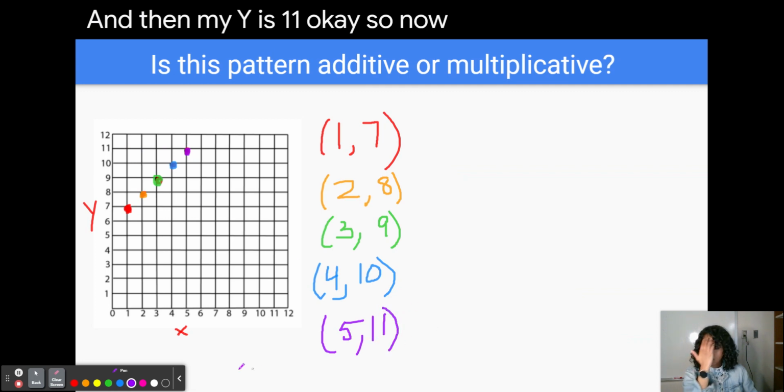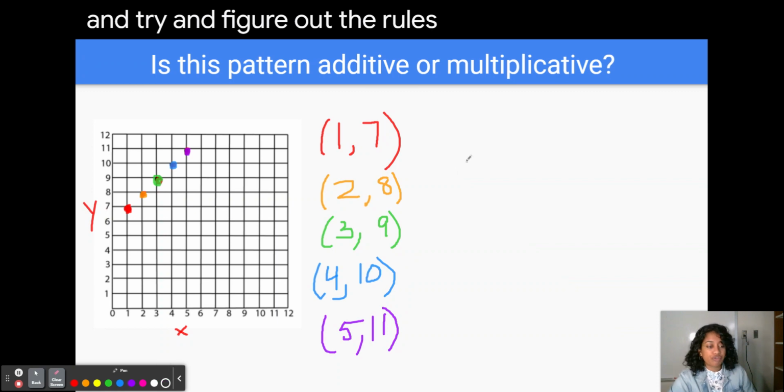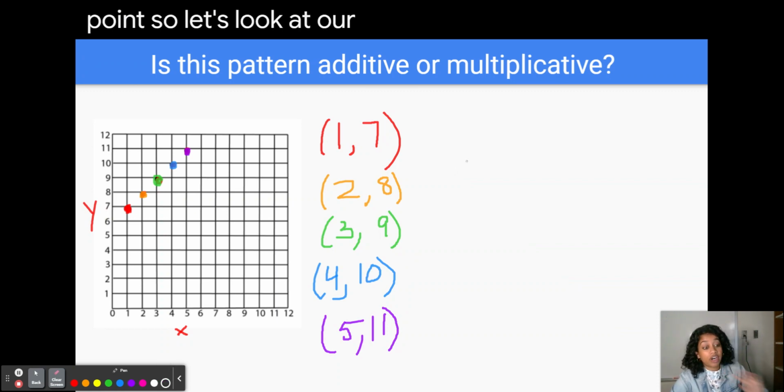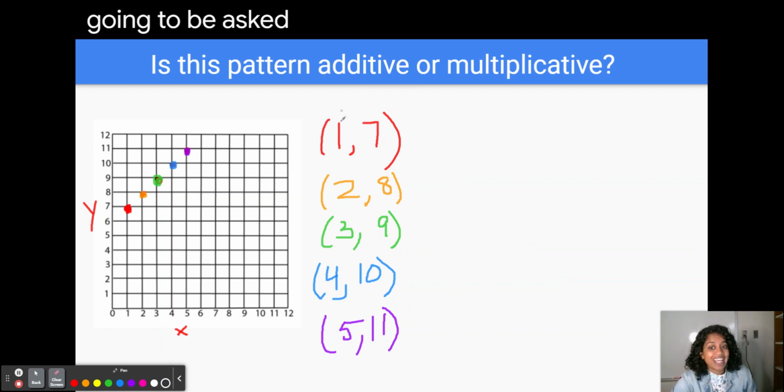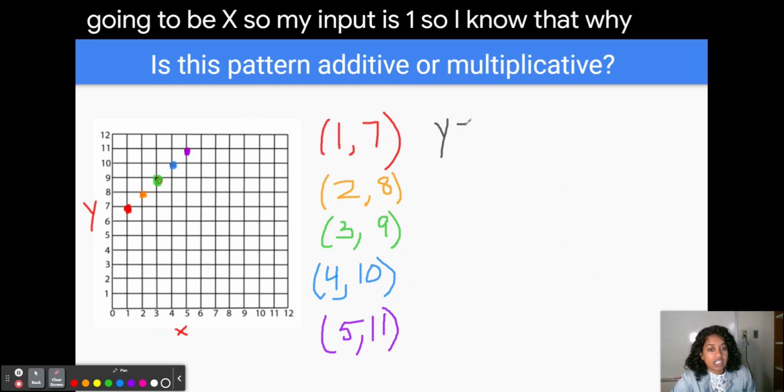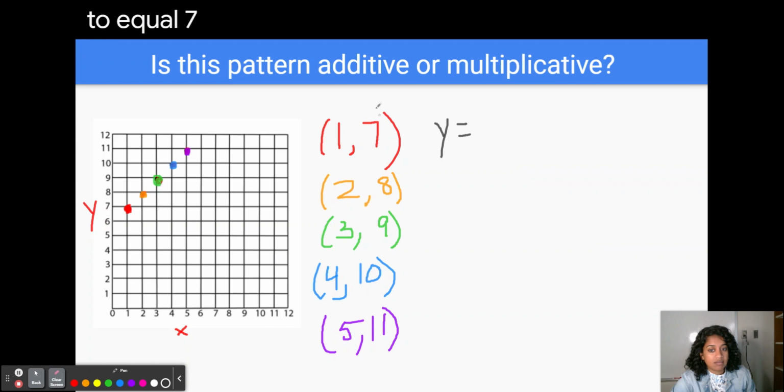Okay, so now we got to go ahead and try and figure out the rule of how I go from each point. So let's look at our input. Our input is always going to be x. So my input is 1, so I know that y is going to equal 7, right? Because that's my output. So I got to figure out, okay, how do I get from 1 to 7?